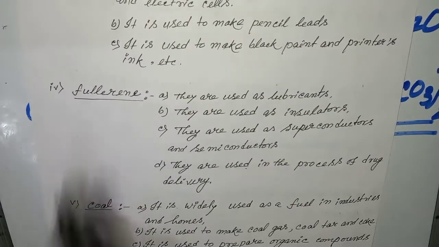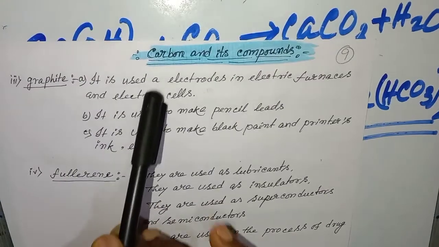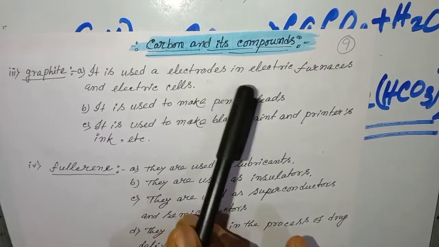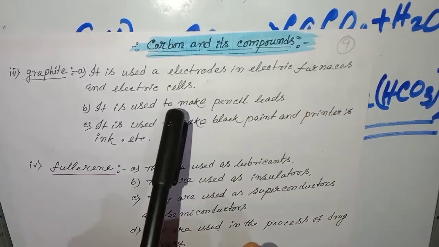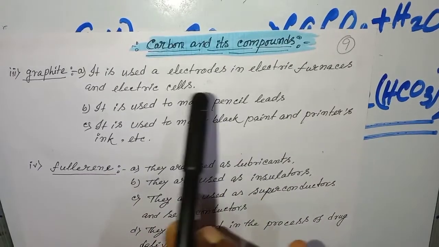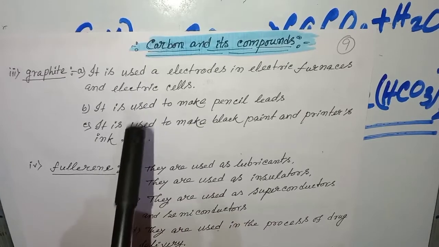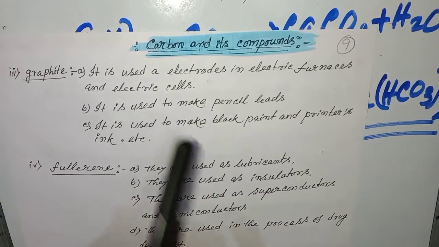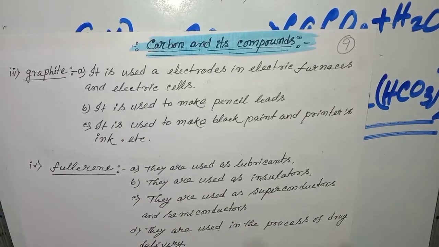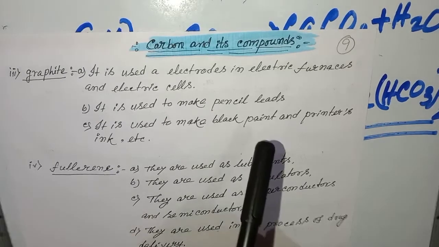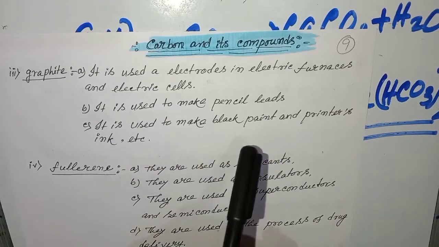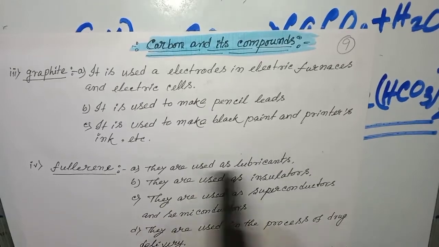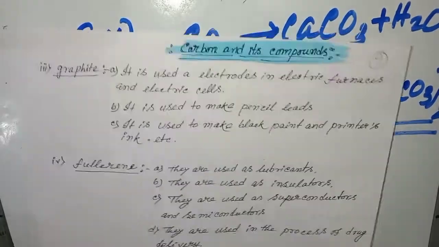Next part, uses of graphite. It is used as electrodes in electric furnaces and electric cells. That is related to electrical purposes. It is used to make pencil lead. That is the use for study purposes. It is used to make black paint and printer's ink, etc.